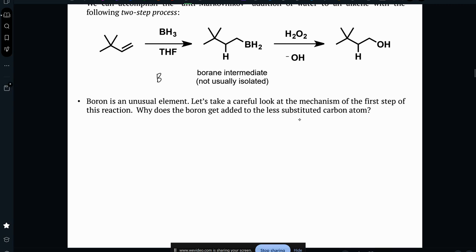So when I think about the structure of BH3, unlike most molecules, in most molecules, we would consider the hydrogen to be partially positive. Here, hydrogen is partially negative. And we're taking advantage of that fact. The boron is partially positive. Taking advantage of that fact in this case to add hydrogen with electrons rather than adding H+, which is what we normally do.